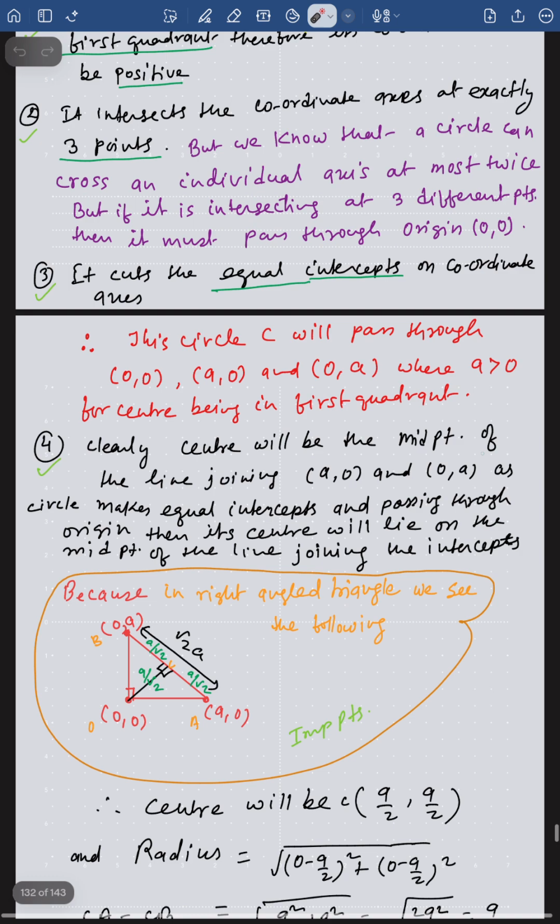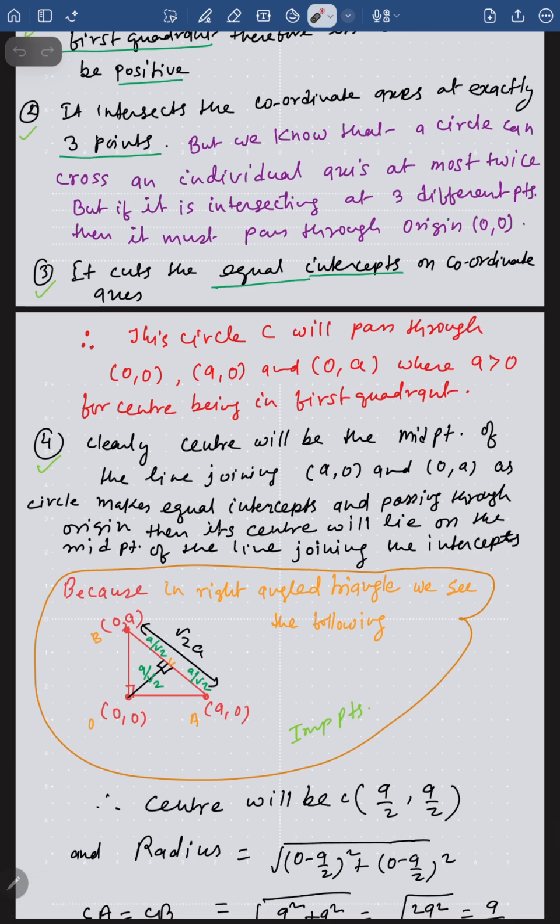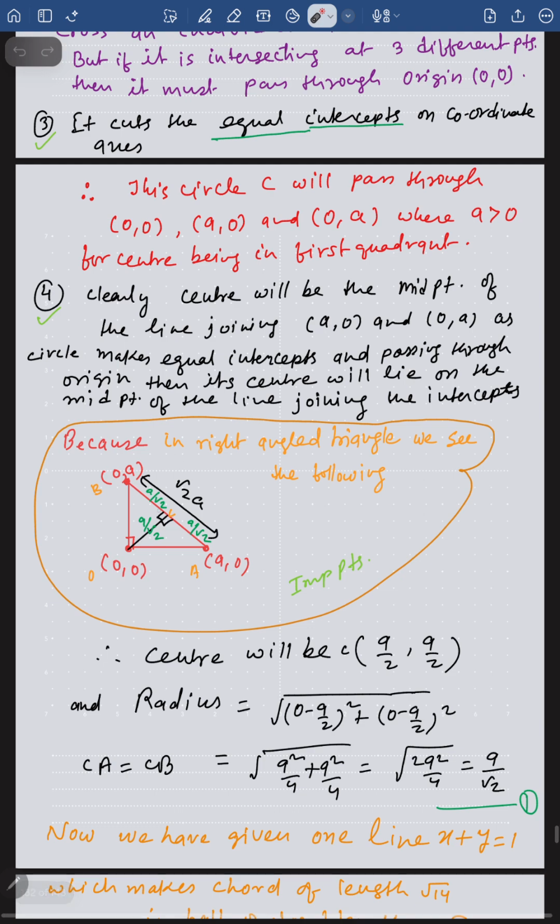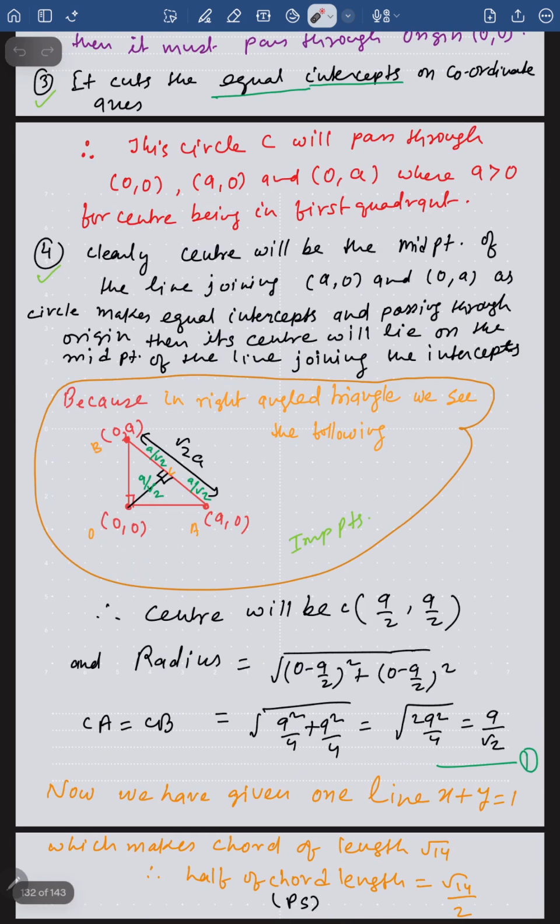Clearly the center will be the midpoint of the line joining (a, 0) and (0, a). As the circle makes equal intercepts and passes through the origin, its center will lie on the midpoint of the line joining the intercepts. I have already told you. In a right angle triangle with two equal sides, the hypotenuse will be root 2 a, and the distance from the midpoint to each vertex is the same. That point is the center, these are the radius, and this is a diameter. So keep this point in your mind.